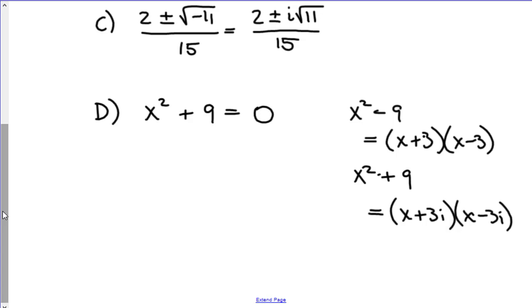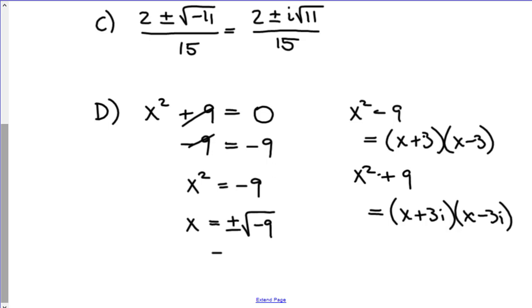So what happens here when solving this, if you subtract 9 from both sides, that cancels the 9 out. You now have x squared equals negative 9. If you take the square root of both sides, the plus or minus square root of negative 9, which is plus or minus 3i.